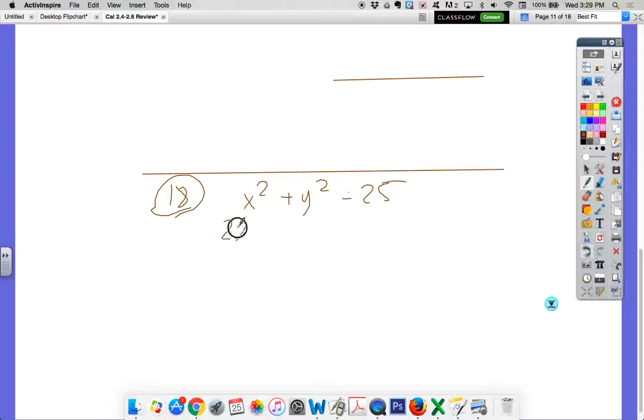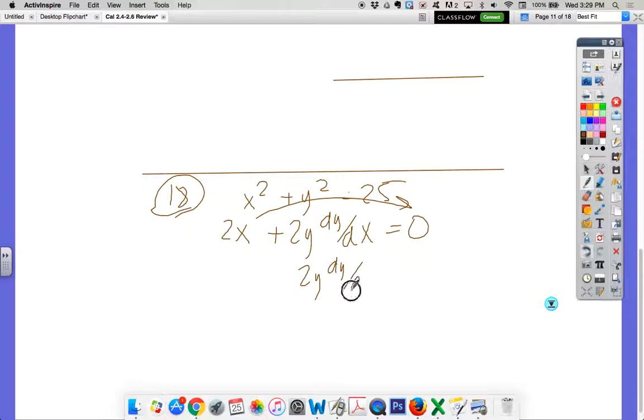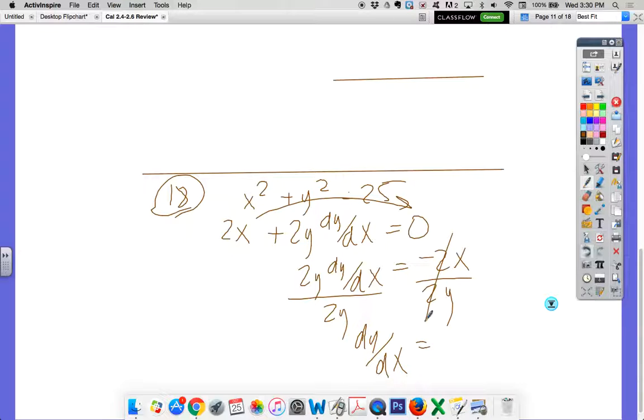So 2x plus 2y dy over dx equals 0. And so let's see here, 2x needs to go over. So 2y dy over dx equals negative 2x. Divide through by 2y. Make sure you're reducing. When you do, your 2's cancel and you're left with negative x over y. And you are done. Okay.